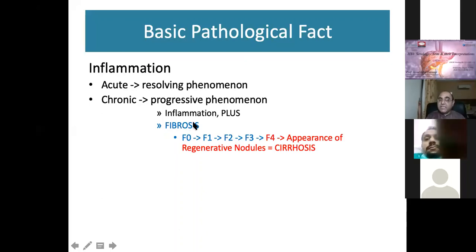And as this chronic inflammation persists, the amount of fibrosis increases from no fibrosis to F1, F2, F3, and F4 fibrosis. F4 is the maximum fibrosis, which distorts the liver parenchyma, and when it is reached, it leads to the appearance of regenerative nodules, and this is called cirrhosis. So F4 fibrosis and regenerative nodules will technically be called cirrhosis.